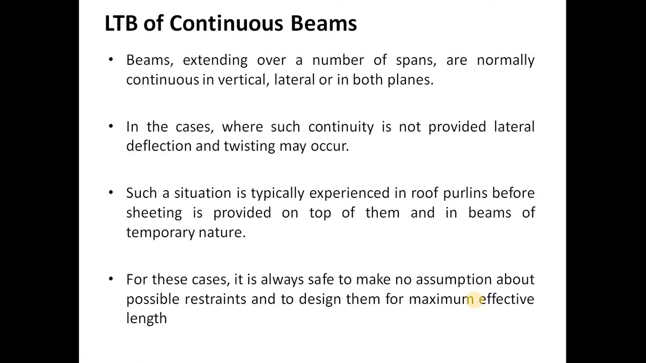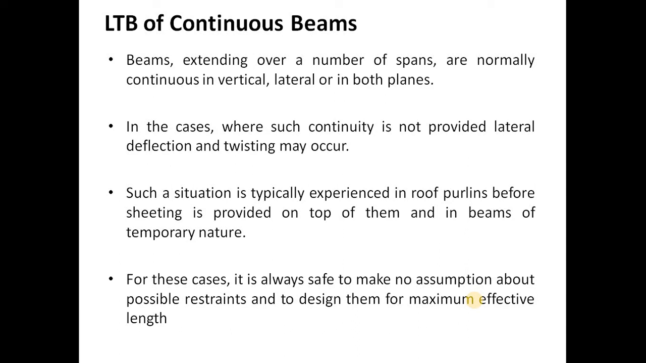Now, lateral torsional buckling of continuous beams. Beams extending over a number of spans are normally continuous in vertical, lateral, or both planes. In the cases where such continuity is not provided, lateral deflection and twisting may occur. Such a situation is typically experienced in roof purlins before sheeting is provided on top of them and in beams of temporary nature. For these cases, it is always safe to make no assumption about the possible restraints and to design them for maximum effective length itself.